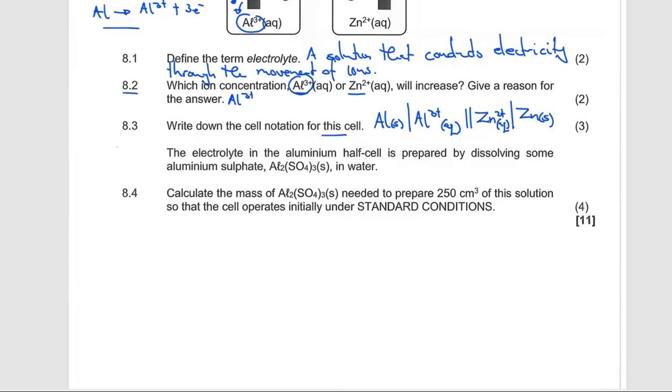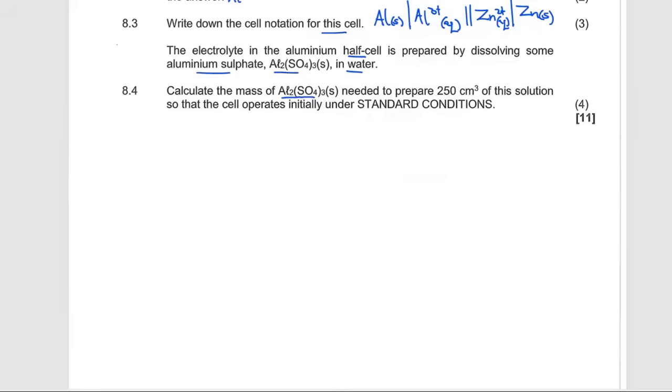Then the electrolyte in the aluminum half cell is prepared by dissolving some aluminum sulfate, Al2(SO4)3, in water. So after that, they're saying calculate the mass of Al2(SO4)3 needed to prepare 250 cubic centimeters of the solution so that the cell operates initially under standard conditions, right? So for this one to operate under standard conditions, we're going to start by maybe conversions, right? Look at this volume they were given as cubic centimeters, therefore I'm supposed to divide it by 1,000. If I divide it by 1,000, I'm going to get a value of 0.25. So it's now in dm cubed, right?